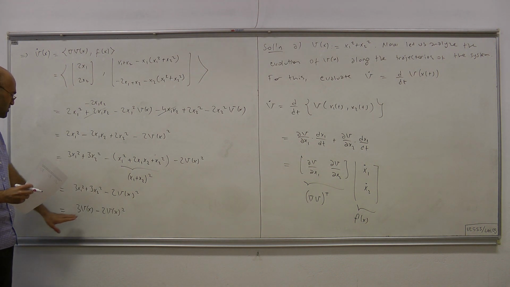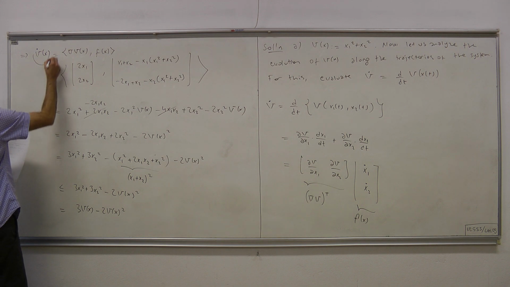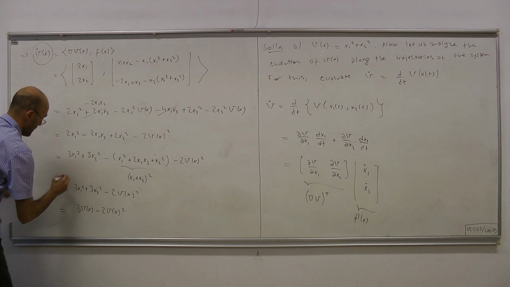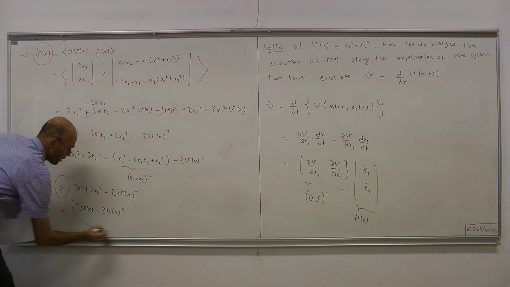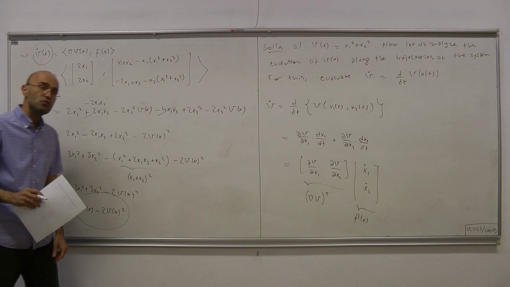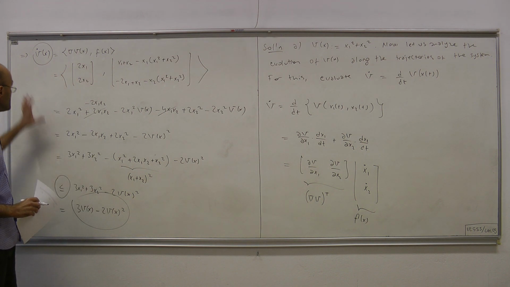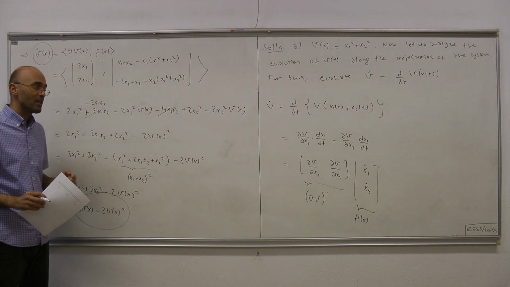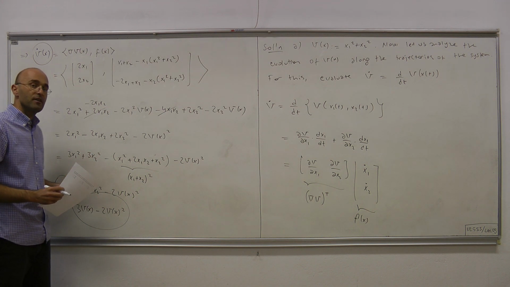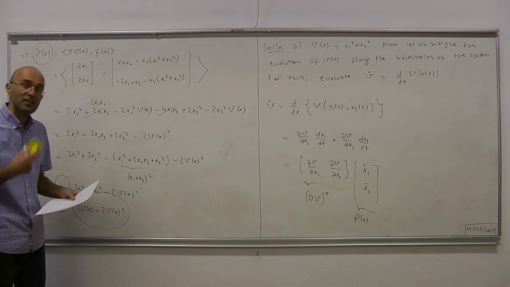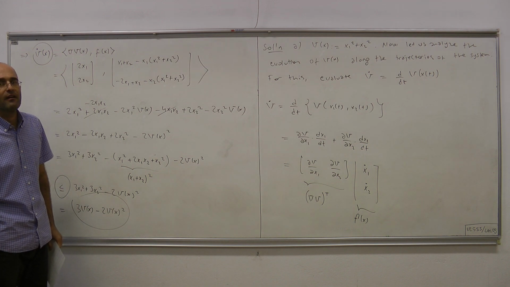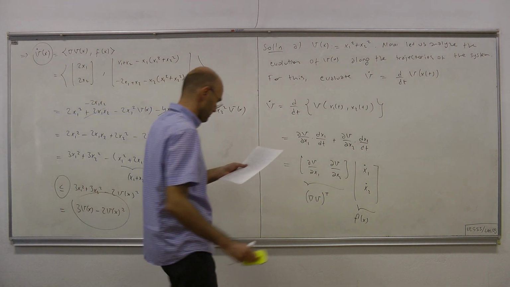Okay, now this is nice. What we have here is V dot less than or equal to 3V minus 2V squared. Since everything is in terms of V, it's easy to interpret that inequality, and that interpretation will give us something very useful. Let's do that now.